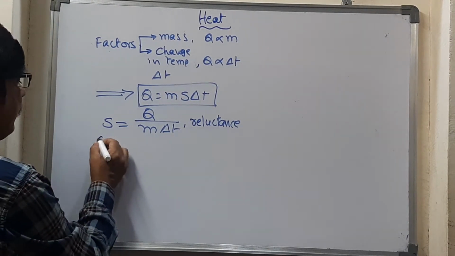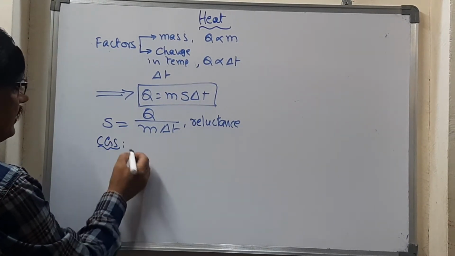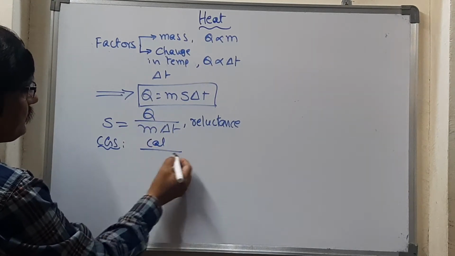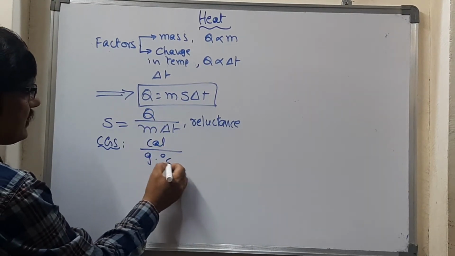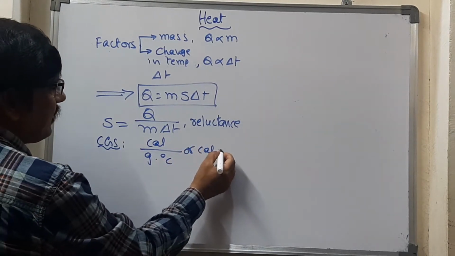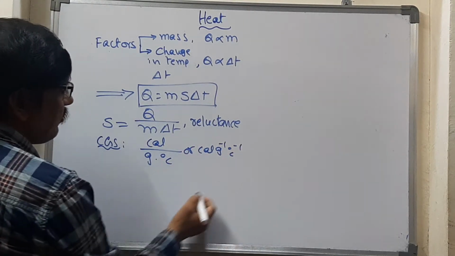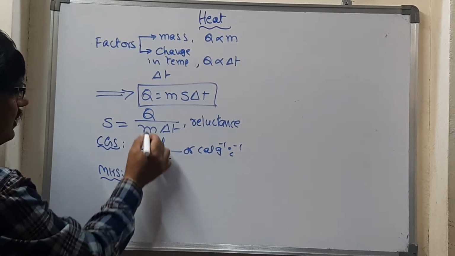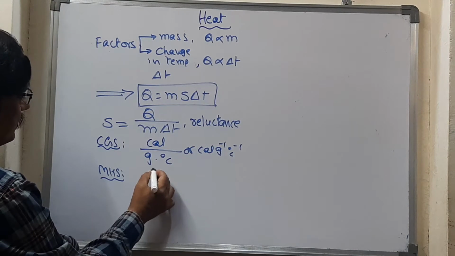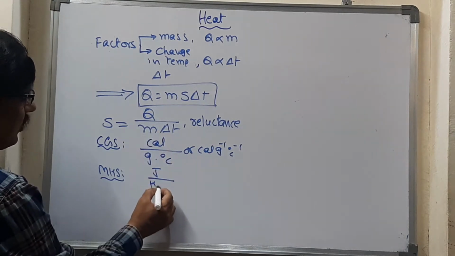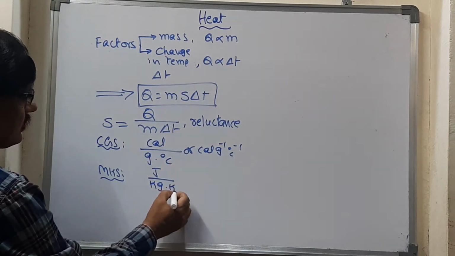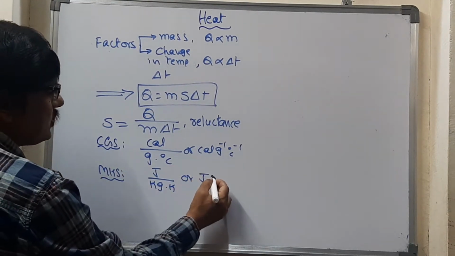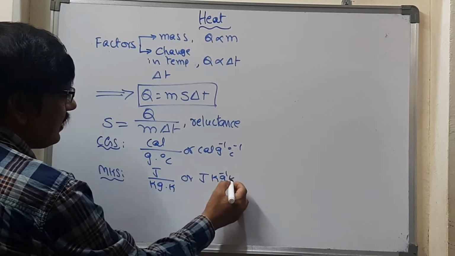Now let us take the units. We can take two units. In the CGS system, heat is measured in calories, so the unit is calorie per gram degree Celsius, also written as calorie gram inverse degree Celsius inverse. In the MKS system, also called the SI system, heat is measured in joules, mass in kilograms and delta T in Kelvin. So the unit is joule per kg Kelvin, also written as joule kg inverse Kelvin inverse.